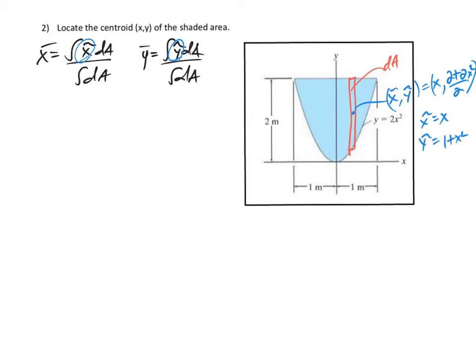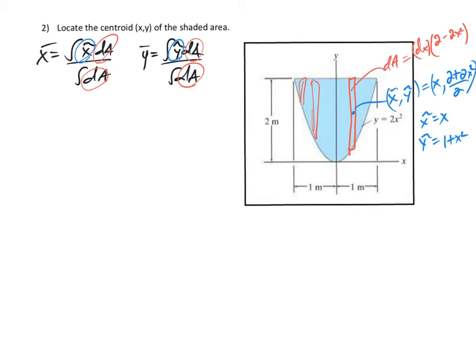My dA, I forgot to do the dA. The dA is the area of that rectangle. The area of the rectangle has a base of dx. It has a height of what? I would say it has a height of top minus bottom. Everywhere, no matter where I am on here, the top is going to be 2, so the height is going to be 2 minus the bottom function, 2x squared. So there's my dA. So I can do all of these integrals.